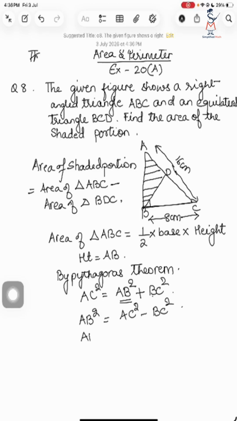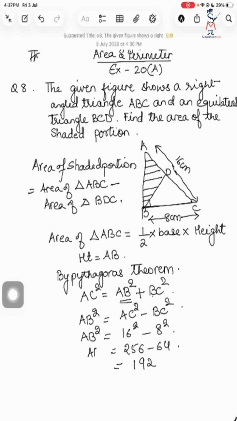So the first job will be to find the height. AB square will be AC square, that is 16 square, minus BC square. BC is 8, so 8 square. 16 square is 256 minus 8 8s are 64. That is 192. So AB square is 192. So AB will be how much? It will be the square root of 192.